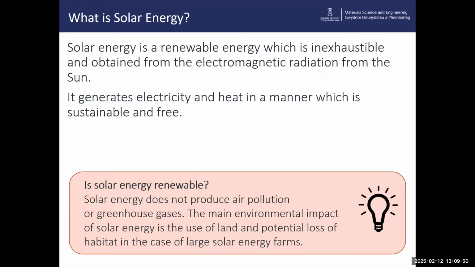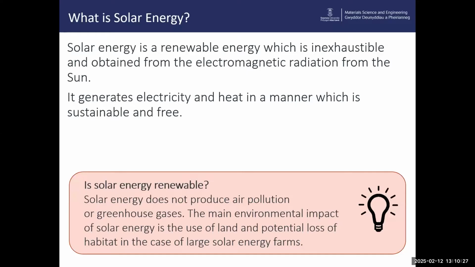So as the video mentioned, what is solar energy? It's a renewable energy, which is inexhaustible and obtained from the electromagnetic radiation from the sun. It generates electricity and heat in a manner which is sustainable and free once we've built the solar cell. And there's a bubble there on the screen. Is solar energy renewable? Well, solar energy does not produce air pollution or greenhouse gases. And it's also an abundant source of energy. So yes, it's classed as a renewable energy source.